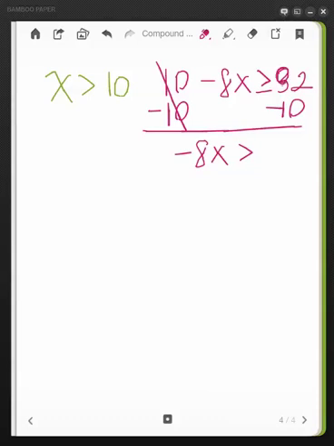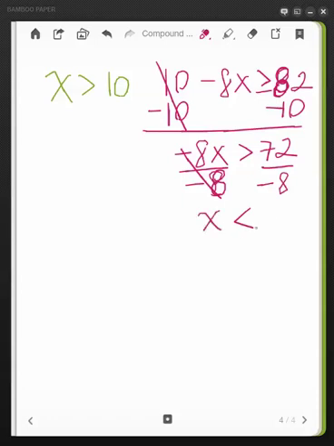This is 82. Very important that you make sure you write down your notes correct. So it's going to be 72. My mistake. All right. Next, we need to divide by a negative 8. Now, what's really important about remembering when we divide by a negative is we need to flip the inequality before we continue. So we're going to get x is less than negative 8.